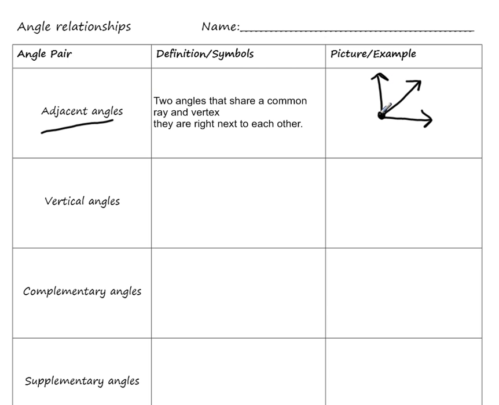Okay, and we don't really have any symbols for that. You just have to know that when they share that common ray, if you were to take away that ray, you'd only have one angle. That's how you know you have adjacent angles.